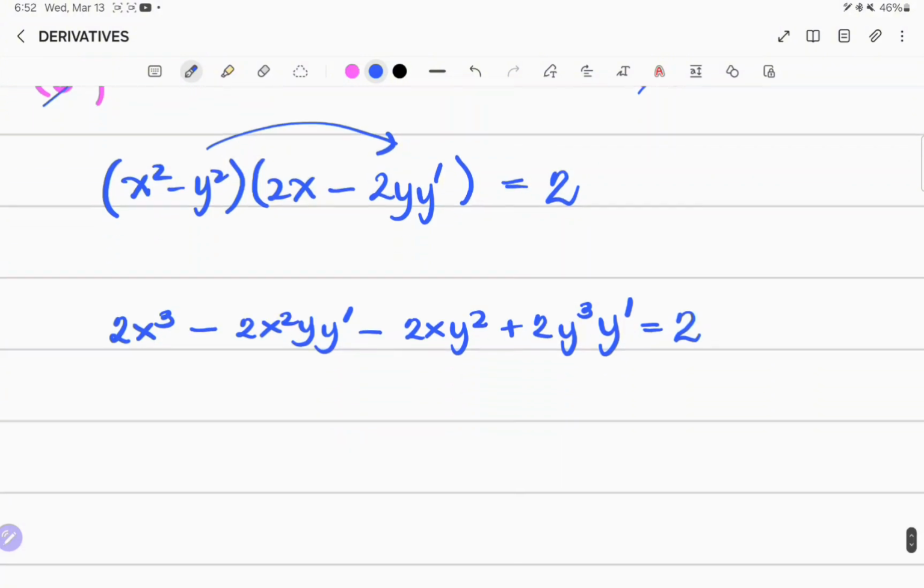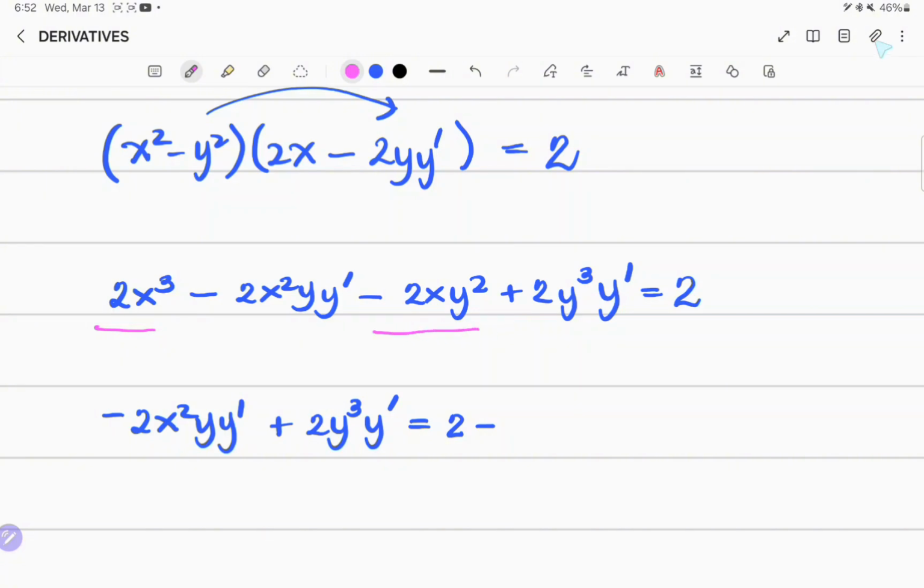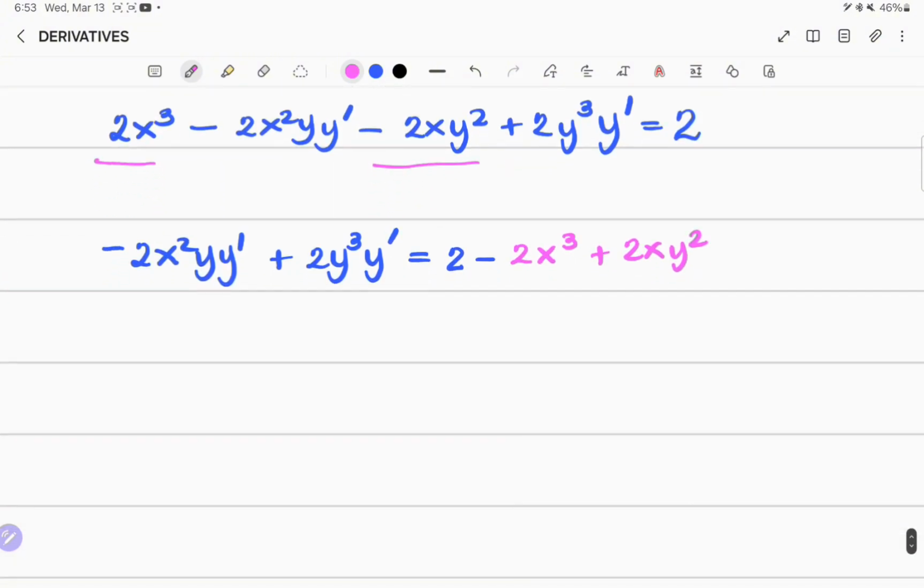And then we have to group all the terms with y prime on one side of the equation, and the remaining terms without y prime are written on the other side. So we have negative 2x squared y prime plus 2y cubed y prime is equal to 2 minus these terms, and plus 2y squared. So we have 2x cubed plus 2xy squared.